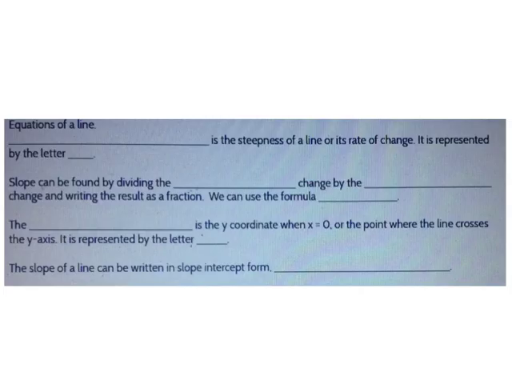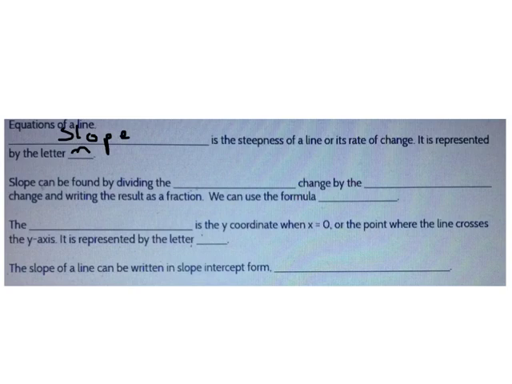We've talked a lot about the equations of lines. Today we're going to use the equations of lines to graph those lines. The slope is the steepness of a line or its rate of change. It's represented by the letter m.